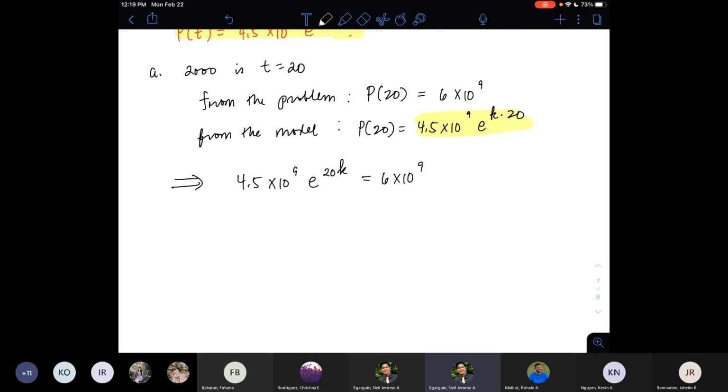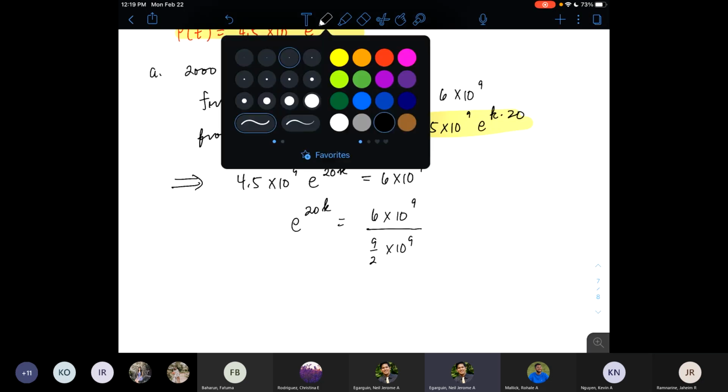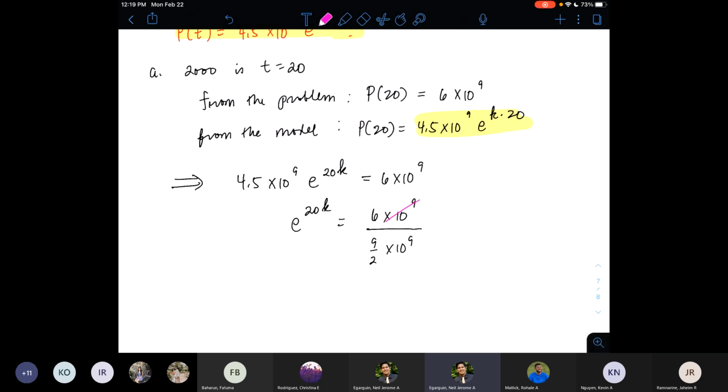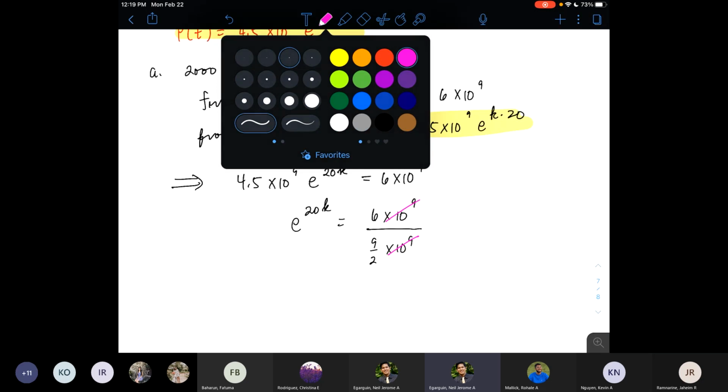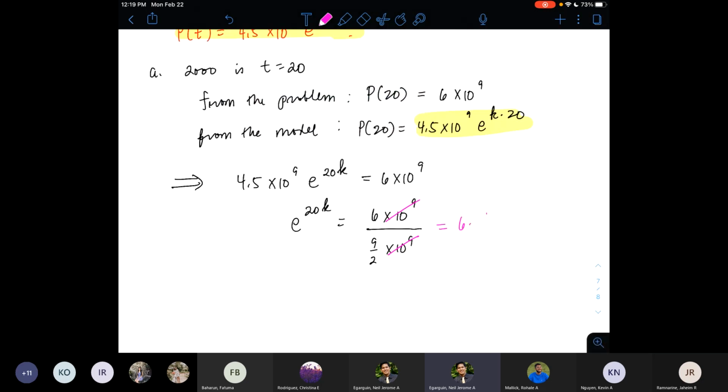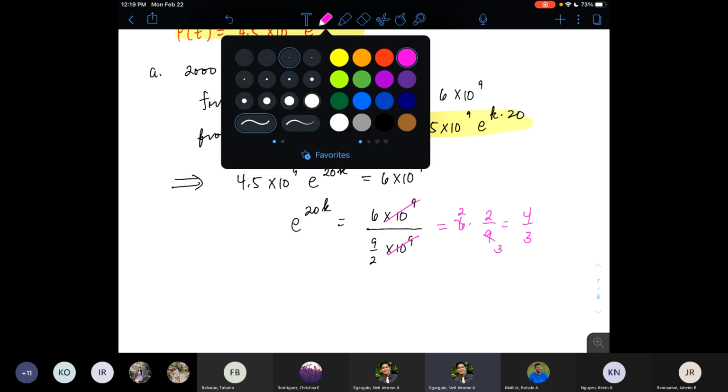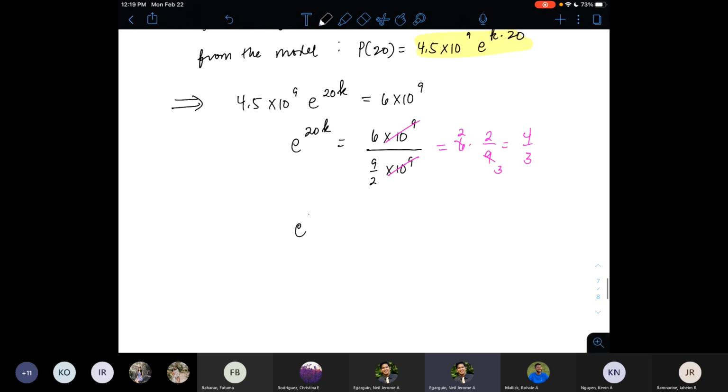First thing, I can divide both sides by 4.5 billion. So I have 6 times 10 to the 9th over, let me write 4.5 as 9 over 2 times 10 to the 9th. The billions will cancel each other out. So this will just be 6 times 2 over 9. I can cancel 3 here, so there would be a 2 left. So this would be 4/3, right? So basically what we have is e to the 20k equals 4/3.